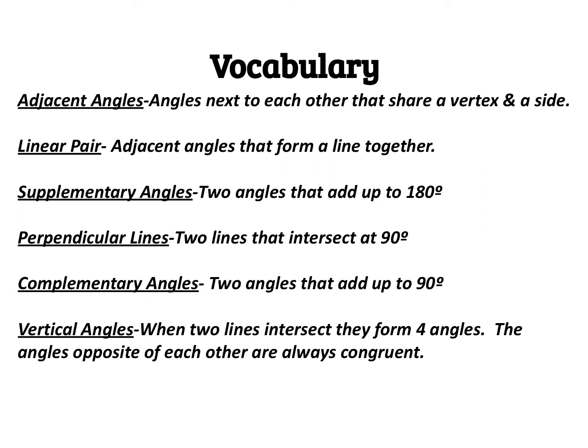Here are some vocabulary words we're going to be talking about in a minute. These should all be in your foldable. We have adjacent angles, linear pair, supplementary angles, perpendicular lines, complementary angles, and vertical angles. Here's the actual definition of them. In a little bit, I'll show you on a picture what they look like and their relationship with each other. So if you don't have this, go ahead and pause this, write it down on your foldable, and then we'll do some examples where you can visually see what these 6 relationships look like.